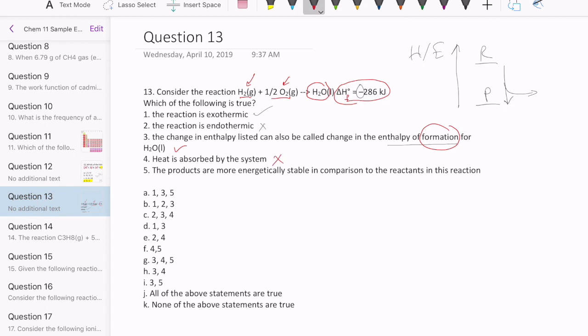And the last one says the products are more energetically stable compared to the reactant. Well, if you look back at the energy diagram that I drew earlier, as you can see, in order for me to get an exothermic reaction, or a reaction that releases energy, the product has to be lower in energy compared to the reactant, and that's what we refer to as a more stable energy state. So the product in this case is indeed more stable compared to the reactant. So that's also correct. So then the answer is 1, 3, and 5, which is A.